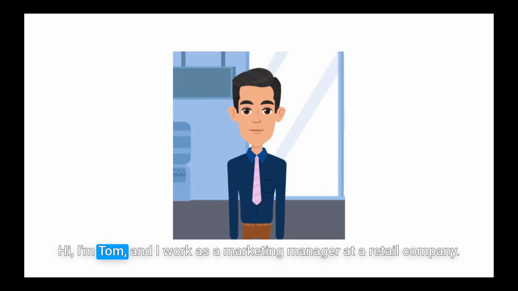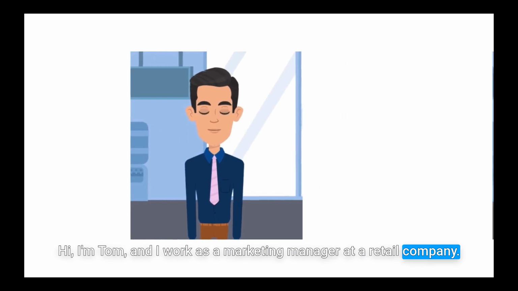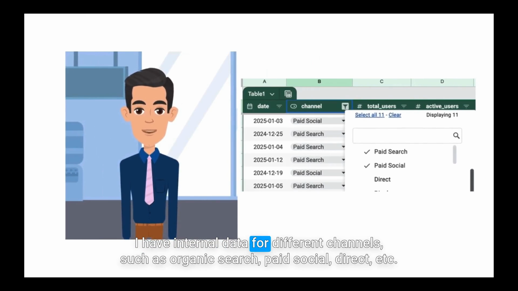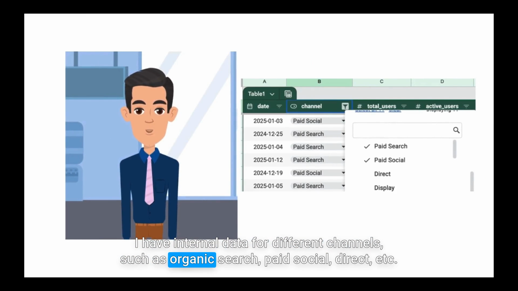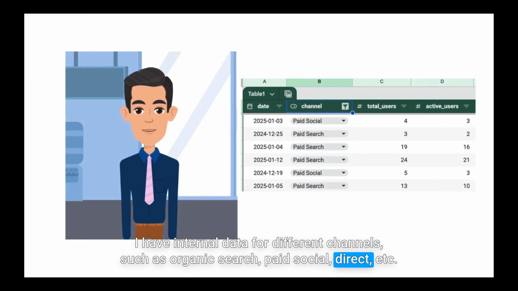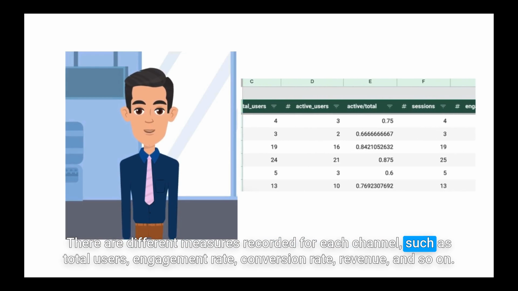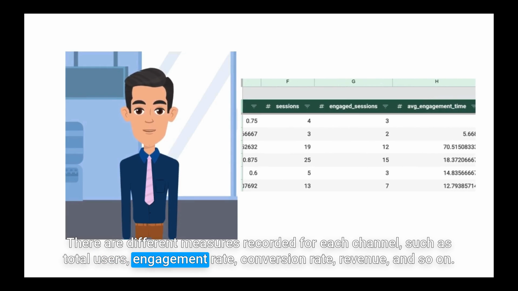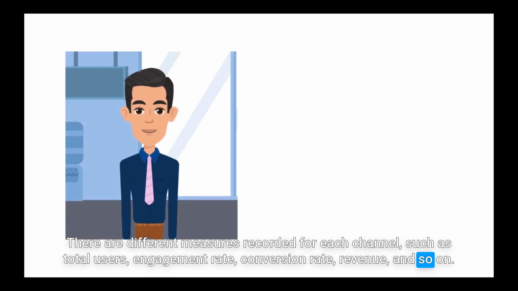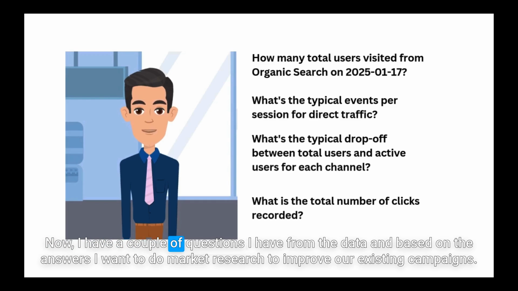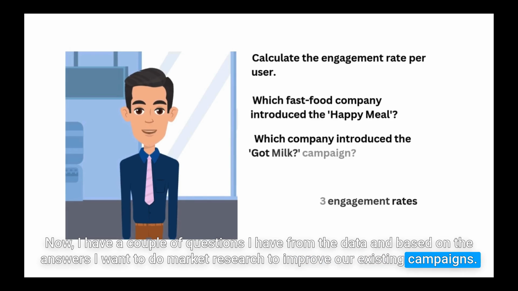Hi, I am Tom, and I work as a marketing manager at a retail company. I have internal data for different channels, such as organic search, paid social, direct, etc. There are different measures recorded for each channel, such as total users, engagement rate, conversion rate, revenue, and so on. Now, I have a couple of questions from the data, and based on the answers, I want to do market research to improve our existing campaigns.